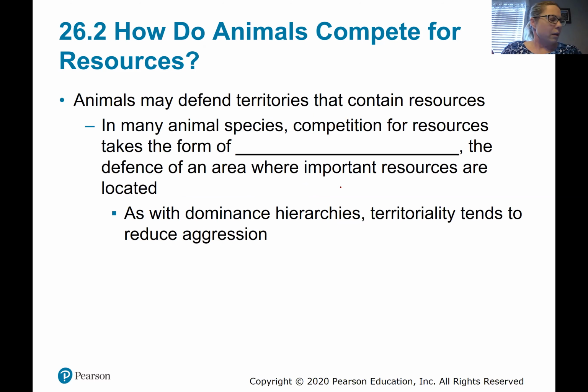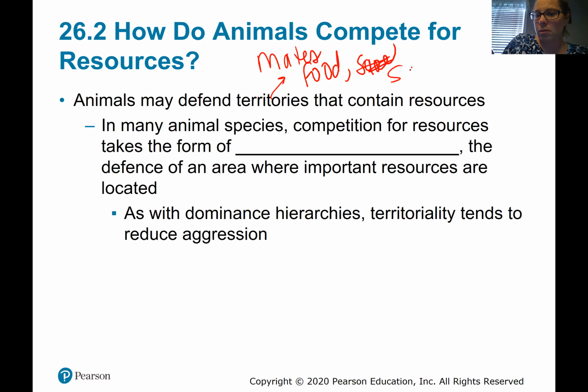Another way for animals to secure, or compete for, resources is to form a territory. And territories are places where they find mates or food or space.